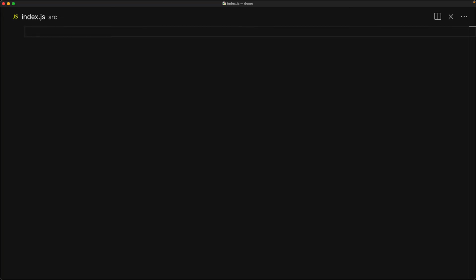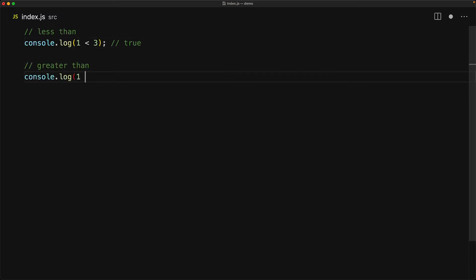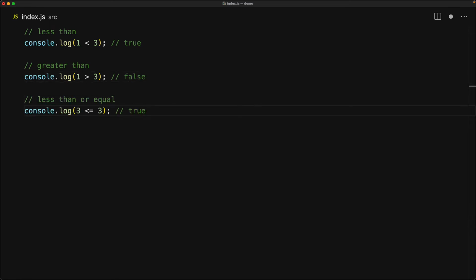To make code execution decisions based on a value, we need to be able to compare numbers, and of course, JavaScript comparison operators have got your back. You can compare two numbers with a less than operator, and of course, 1 is less than 3, so that's true. You can use the greater than operator. 1 is not greater than 3, and therefore that is false. There is also less than or equal to. For example, 3 is less than or equal to 3 because it is equal to 3, and that will be true. There is greater than or equal, and 4 is not greater than or equal to 5, which is actually less than 5, so therefore it will be false.